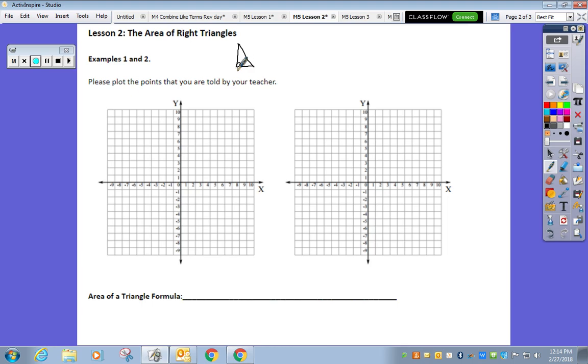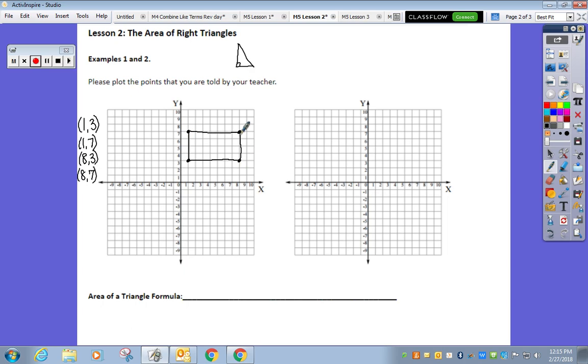So the first examples ask you to plot some points. The points that were asked to be plotted were (1, 3), (1, 7), (8, 3), and (8, 7). Okay, so we would go over 1 up to 3, over 1 up to 7, over to 8 up to 3, over to 8 up to 7. Now you'll notice we have created a rectangle.